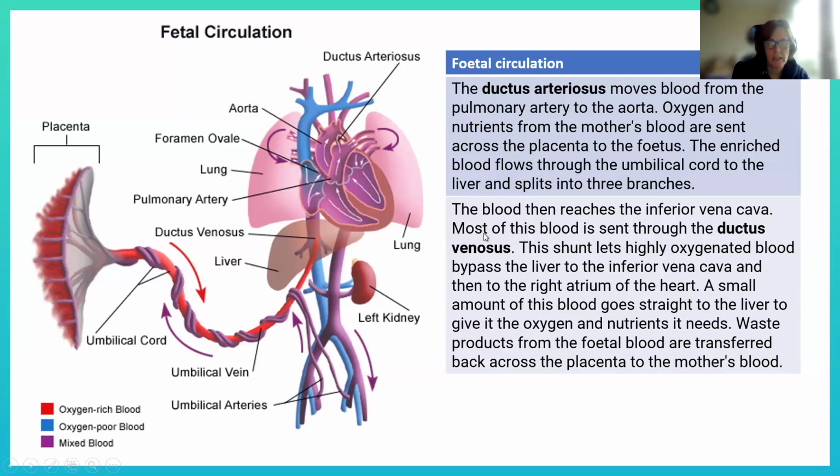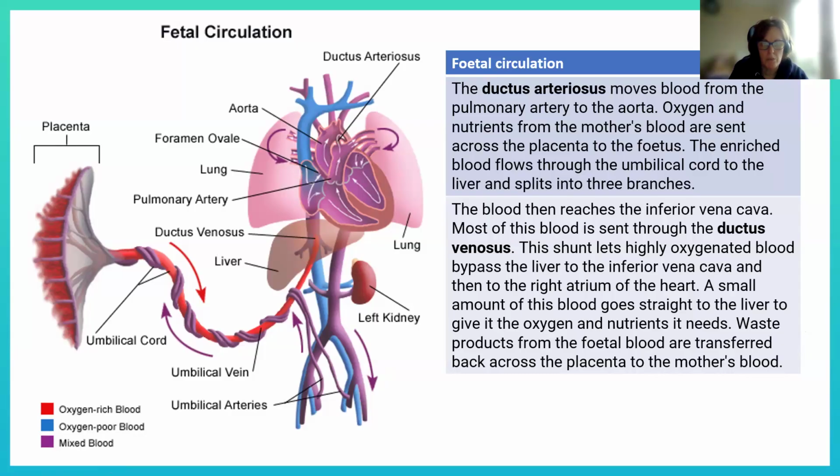When the blood reaches the inferior vena cava, it is sent through the ductus venosus, and this shunt lets highly oxygenated blood bypass the liver directly to the vena cava and then to the right atrium of the heart. So a small amount of this blood goes straight to the liver to give it oxygen and nutrients that it needs to develop and grow. And then the waste products are sent back to the mother's blood.